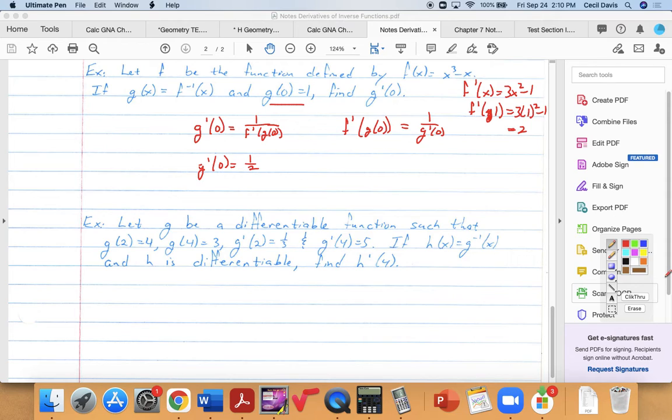These can be pretty easy problems, but it's easy to get all kind of tangled up and wonder, wait, which one am I doing? You just have to remember that it doesn't matter which one you're starting with because they're inverses of each other.